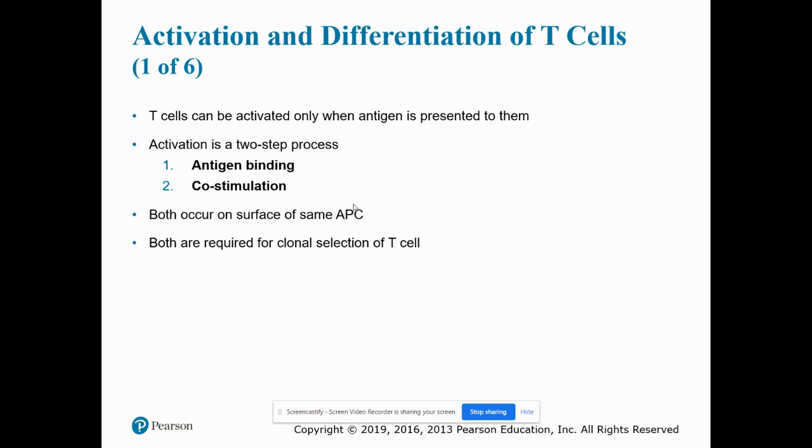So now we're going to talk about activation and differentiation of T cells. And they, again, are only activated when an antigen is presented to them. And activation is a two-step process. Antigen binding and co-stimulation both occur on the surface of the same antigen-presenting cell, and both are required for clonal selection of the T cell.